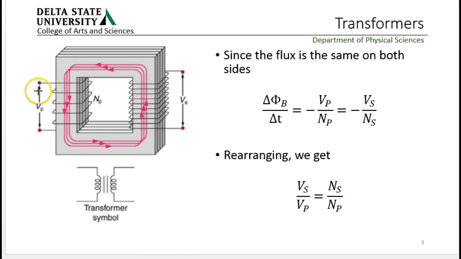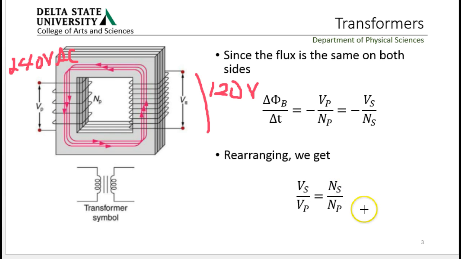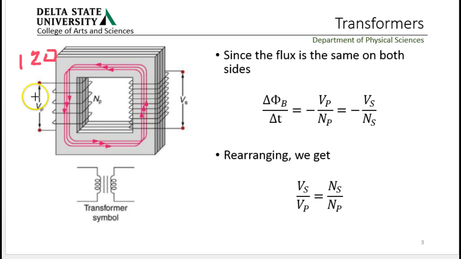In other words, if you have 240 volts AC over here, an alternating current, and on this side you want 120 volts AC, all you have to do is make NS divided by NP equal to 1/2, and you've done it. Conversely, if you have 120 volts at the primary, and you want 240 volts at the secondary, all you have to do is make the ratio of the windings equal to 2. Pretty simple, isn't it? That's what a transformer does.